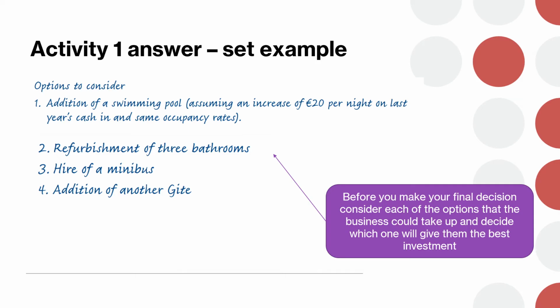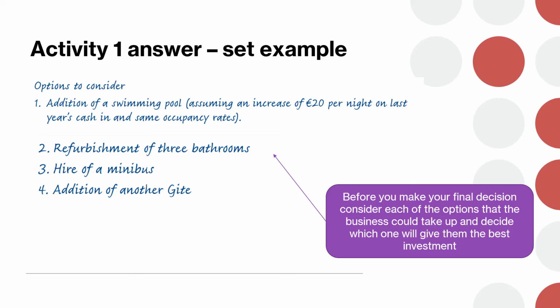Then you go to the options that you need to consider. So you've done your calculations, you've done your analysis. Now think about the options that you have to consider of the investment choices. So going back to the example, they had 4 options, which is a swimming pool, a refurbishment of 3 bathrooms, hiring a minibus, or addition of another guide.